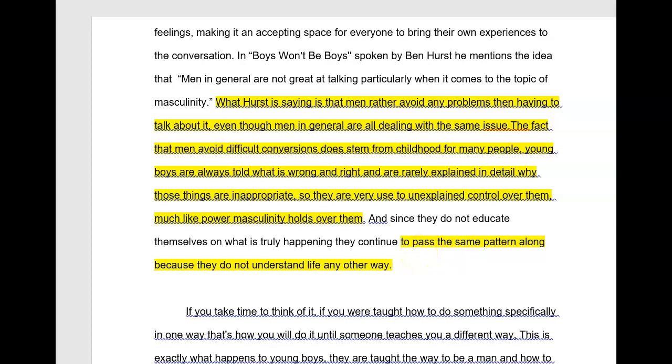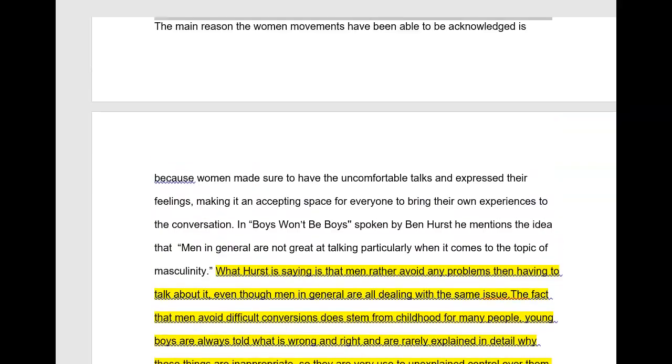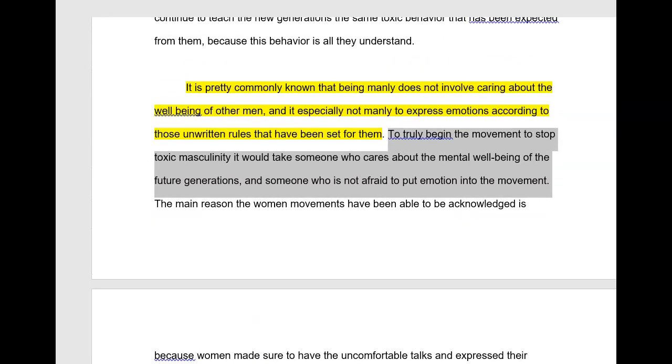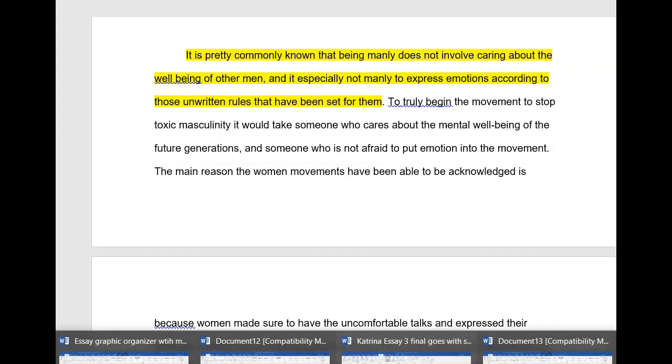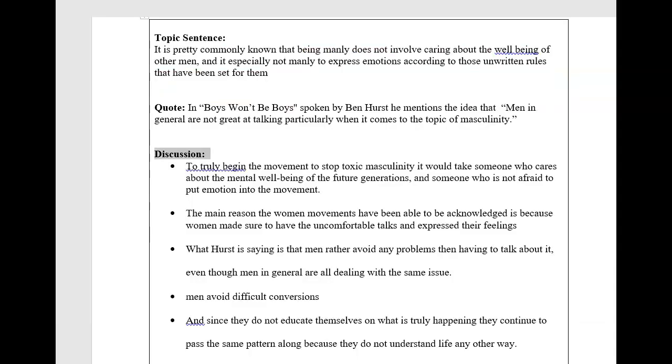I'm confused. I don't know if you're confused. I found that paragraph confusing because it's kind of all over the place, which is okay because, you know, you're still working. So I came over here and I popped it into a graphic organizer. I took her topic sentence. "It is pretty commonly known that being manly does not involve caring about the well-being of other men." And then I have a quote, and then I broke out all of those different points she made into bullet points so I can kind of see them. I can take it all apart.